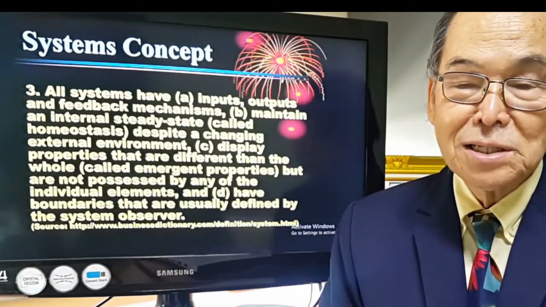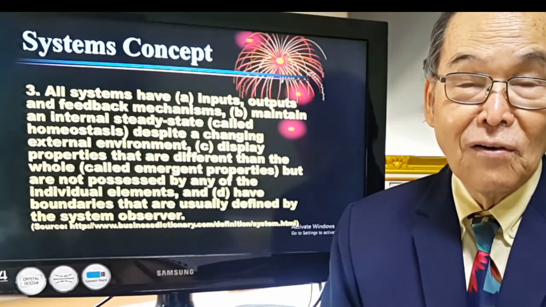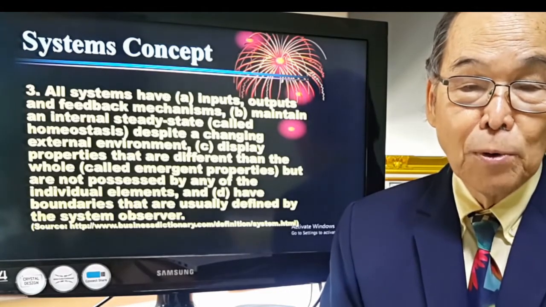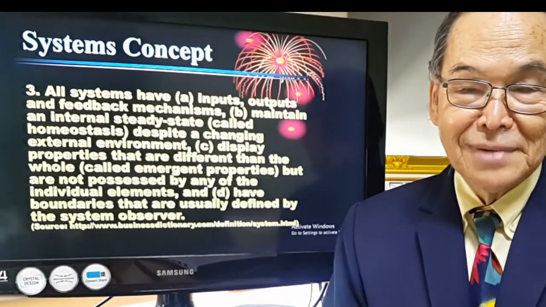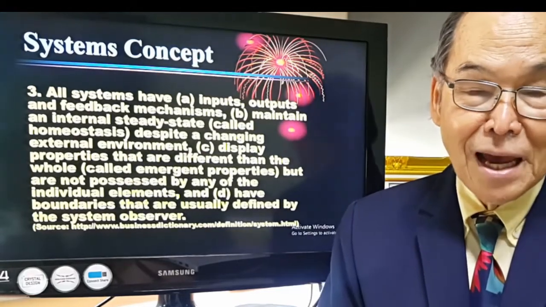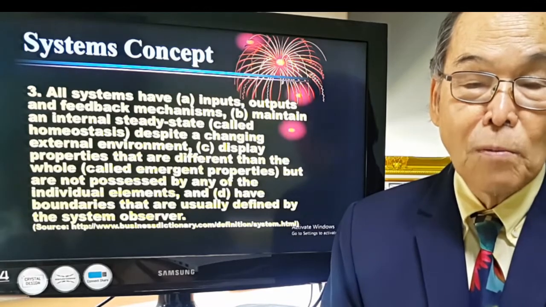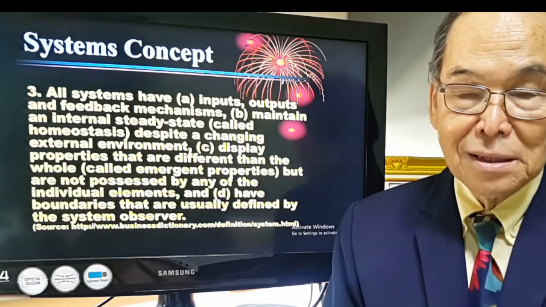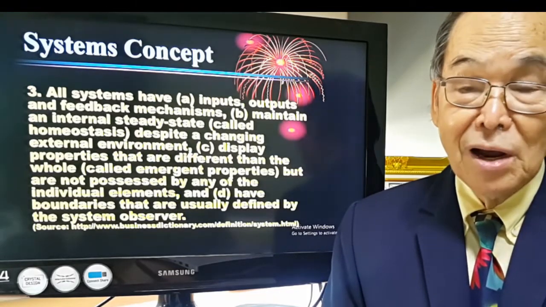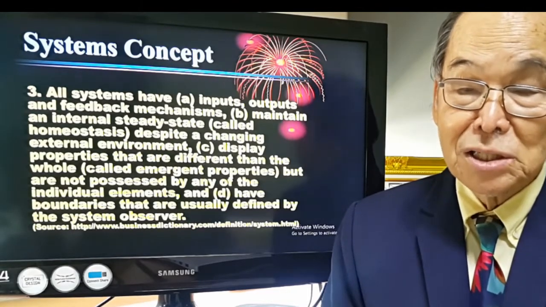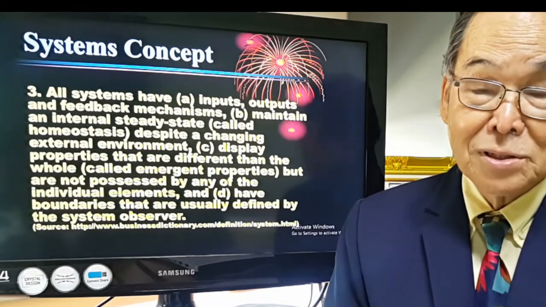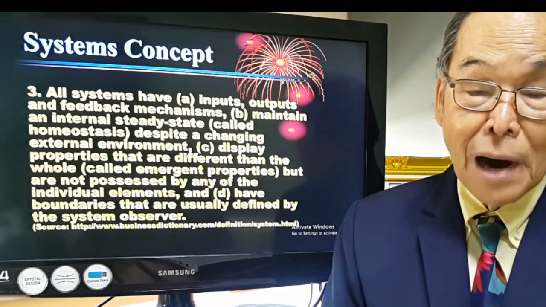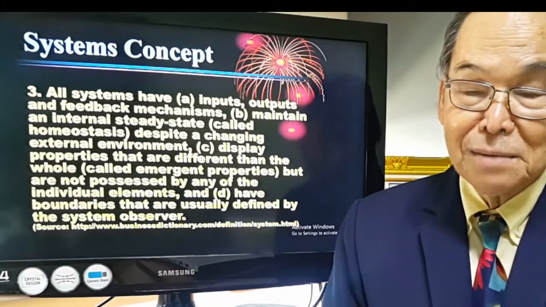Third, all systems have 3 or 4 characteristics. First, the system must contain inputs, outputs, and feedback mechanisms. Second, the system must maintain an internal steady state called homeostasis, despite a changing external environment. Third, the system displays properties that are different than the whole. We call these emergent properties, but are not possessed by any of the individual elements. And fourth, the systems have boundaries that are usually defined by the system observer.